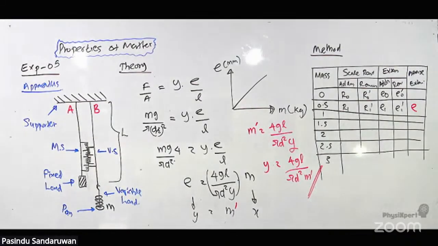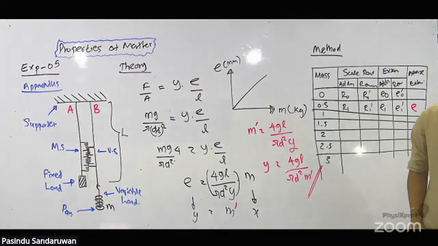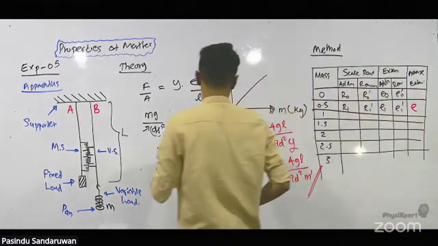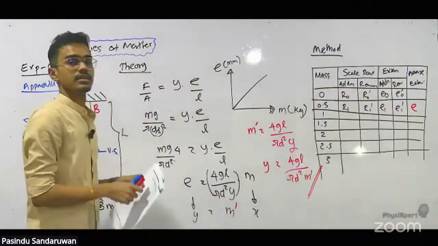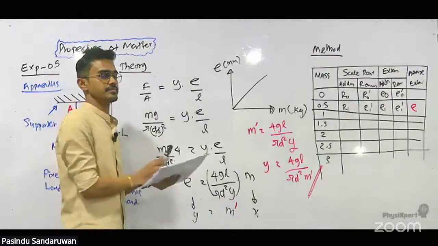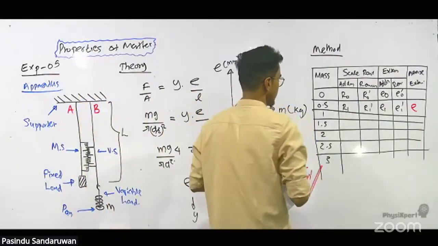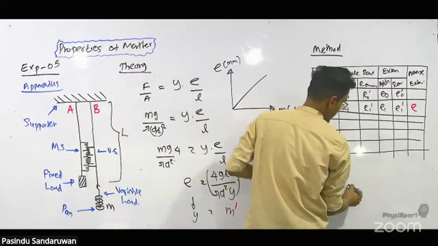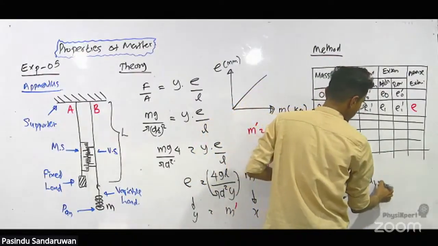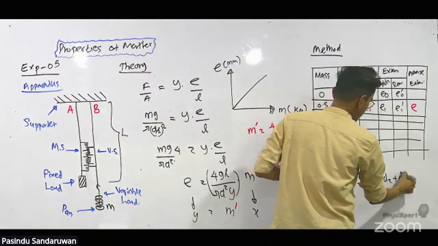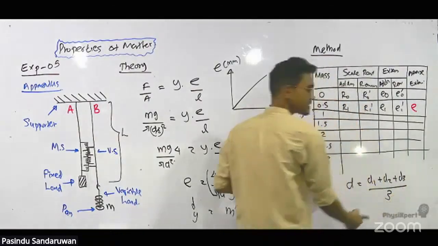And get the average as the final diameter. Right. The final diameter is d1 plus d2 plus d3 over 3 in this.